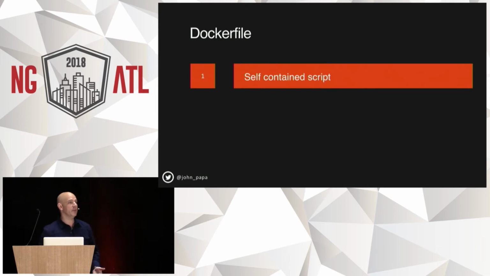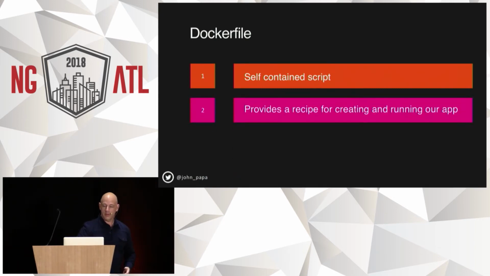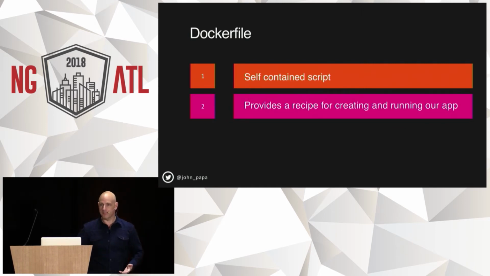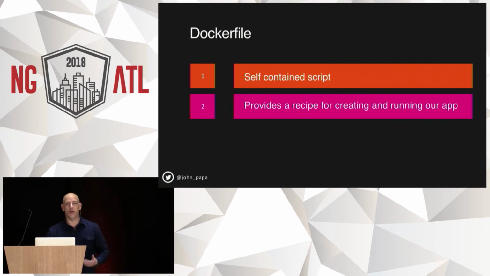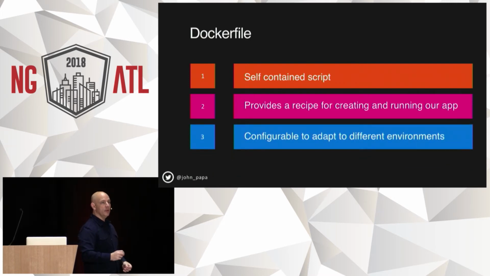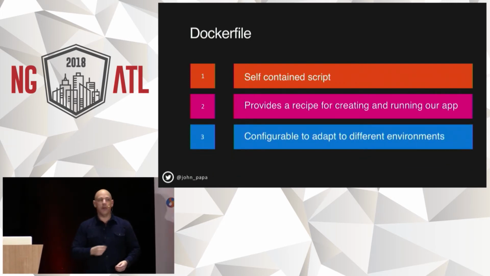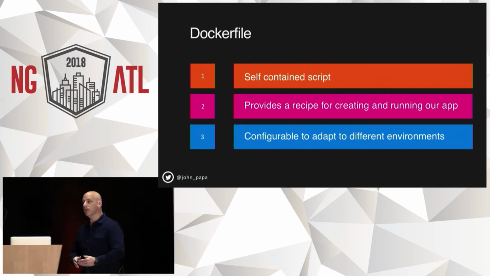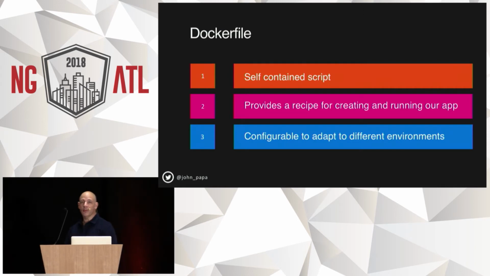First, Docker is a self-contained script. All the things that we do to build our app, they go in that script. It's a recipe. It's a recipe that you can reproduce over and over again for your app. And it can be configured to adapt to different environments. How I run it locally on my machine is not how I'm going to run it in staging. It's not how I'm going to run it in production. I might want to hit real database URLs or use different flags.